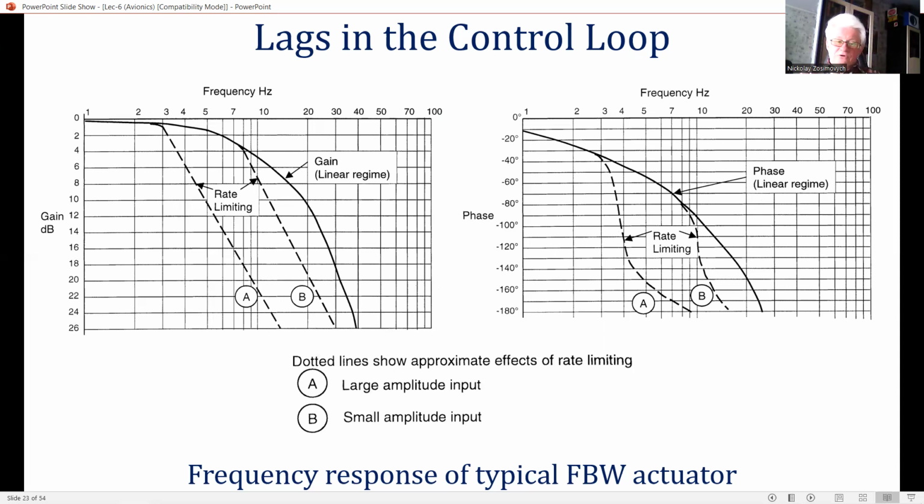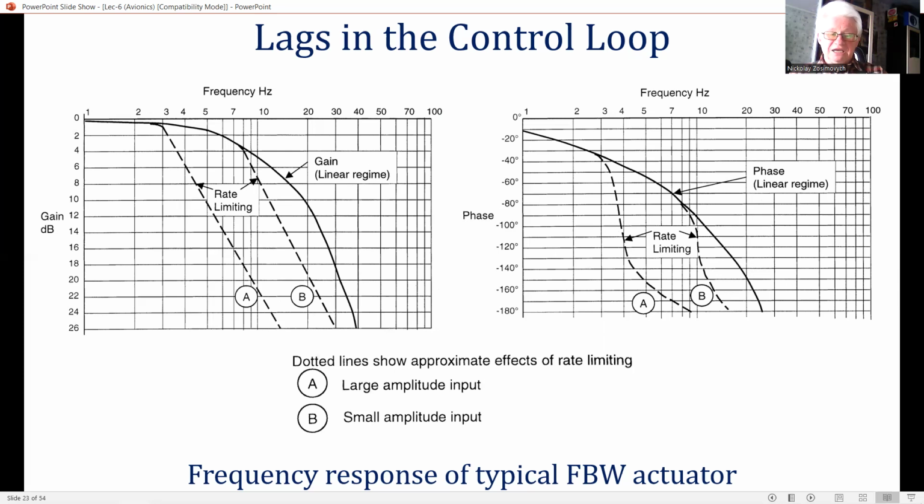Rate limiting can occur when the control valve travel limits are reached under conditions of large amplitude demand. The behavior under rate limiting conditions is nonlinear, and the onset and the offset are dependent on the amplitude and frequency of the input demand.